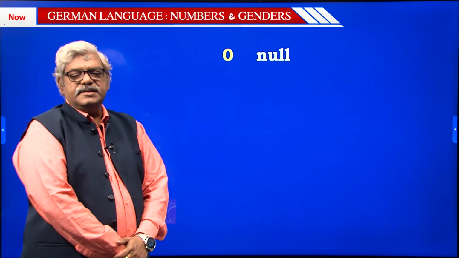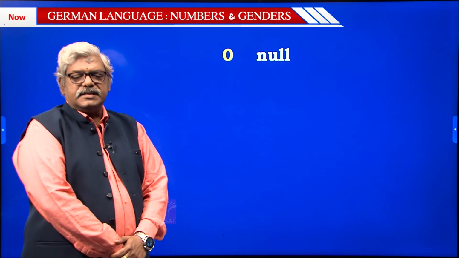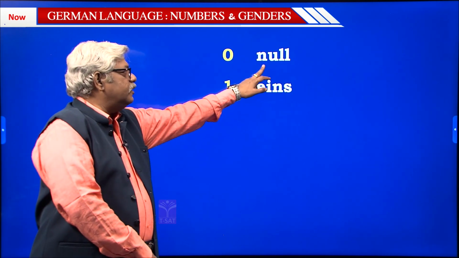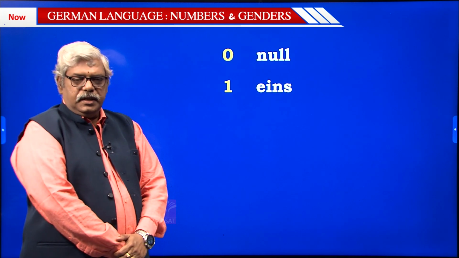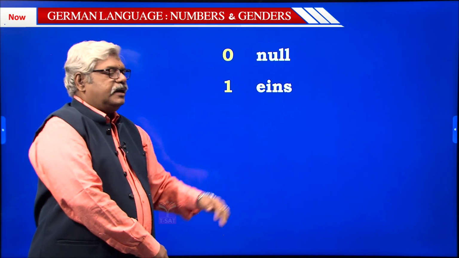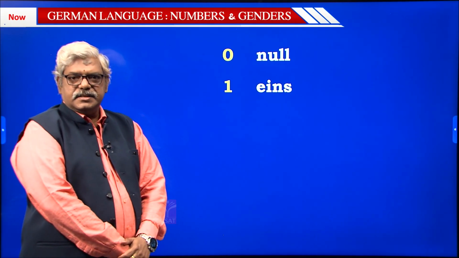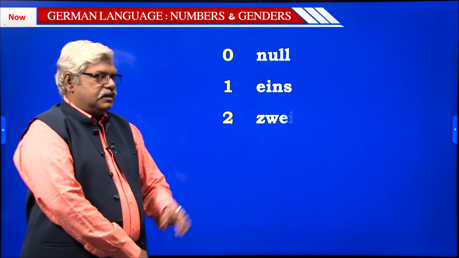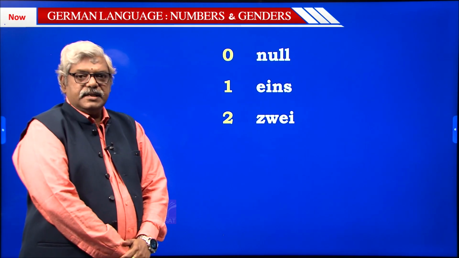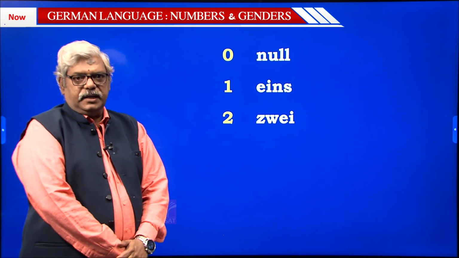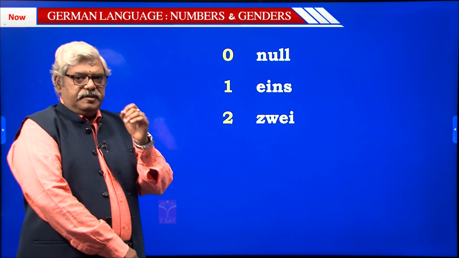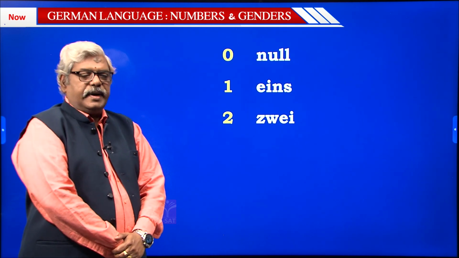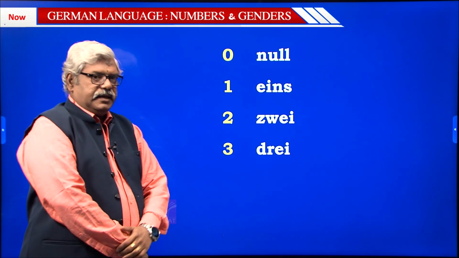I start with 0. 0 is called null. Look at the spelling. This is the spelling of 0. Null. Next, number 1 is called eins. Number 2 is called zwei. Whenever you pronounce Z, it should start with a T and S sound. That's why zwei.